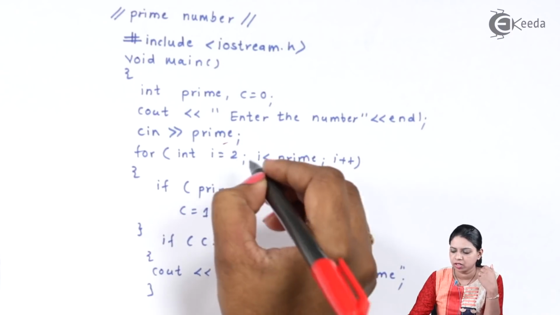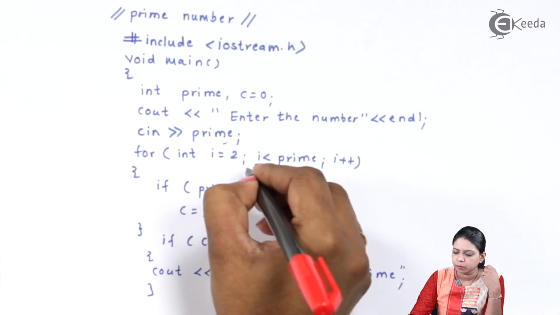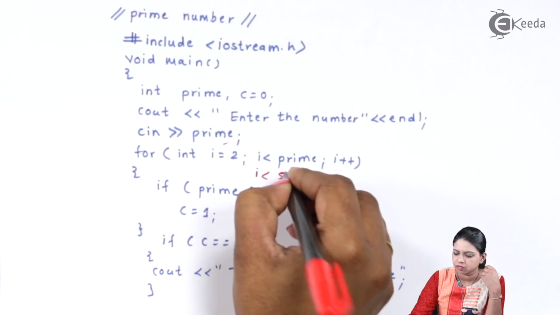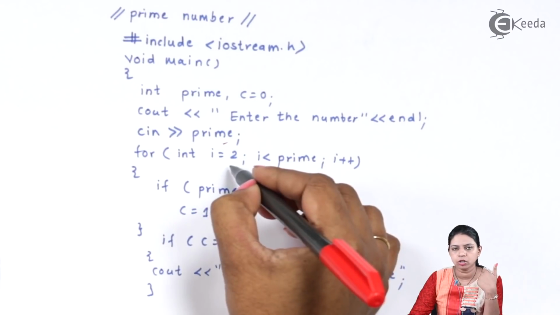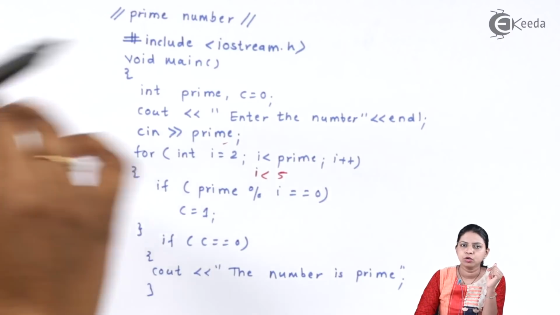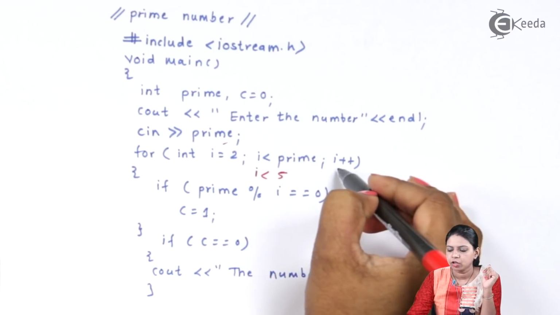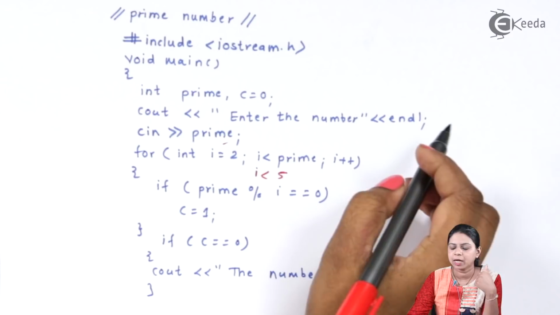So my prime is 5 here. I will be executing the loop till my I is less than 5. Initially I is 2. You have to go inside the loop till my I is less than 5, and every time you will be incrementing the value of I by 1.